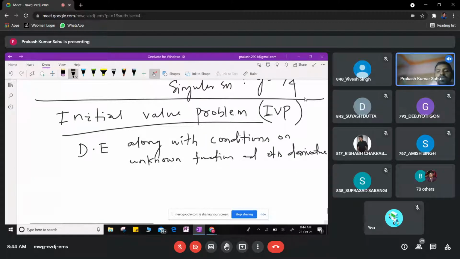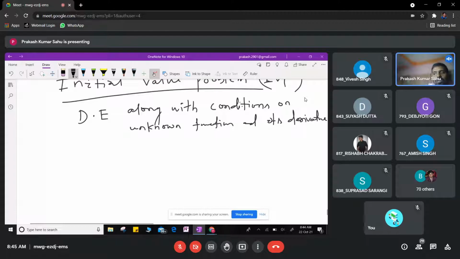And its derivatives. Okay, understood my point? The differential equation along with some conditions on the unknown function and its derivative. Okay, that is the initial value problem. So in general, this is the definition. In particular, you can say when you know some initial condition, it is an initial value problem.